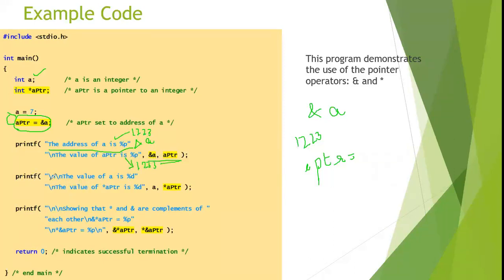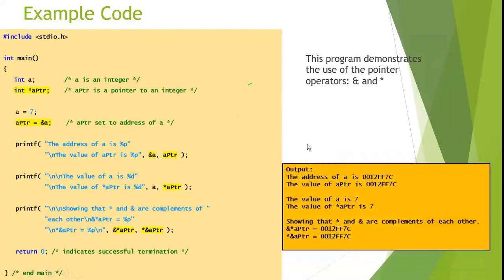Then the value of A is printed with percentage d. The value of A will be 7, and the value of pointer APTR will also be the value which is coming from A. So let's see the output for this.